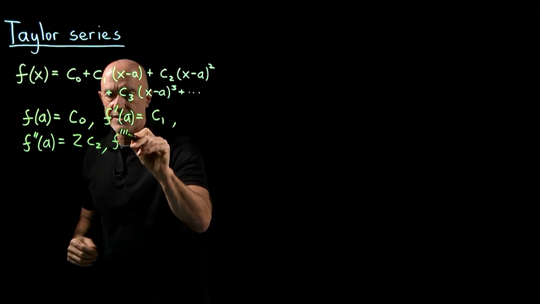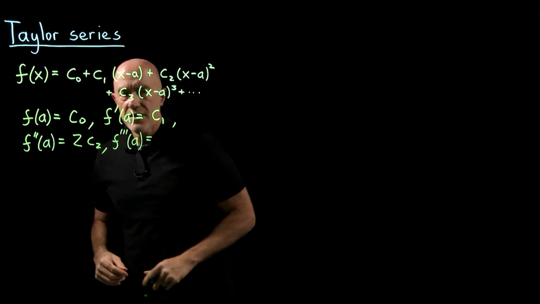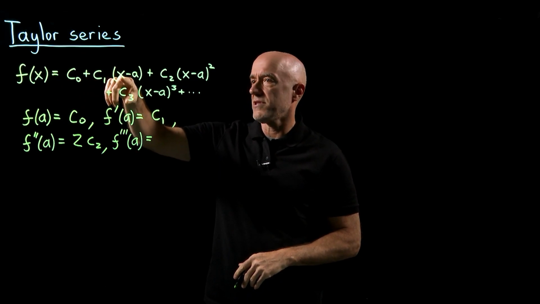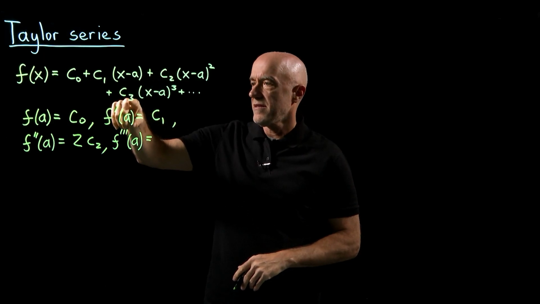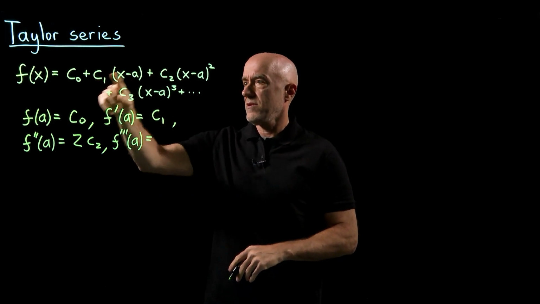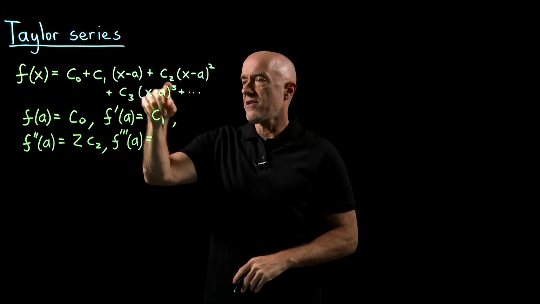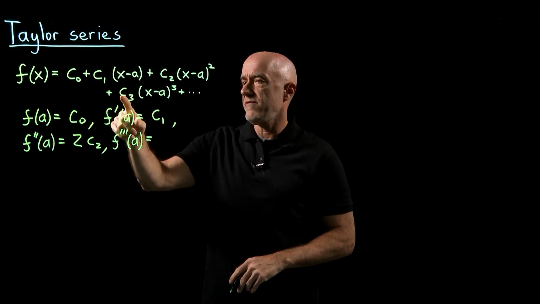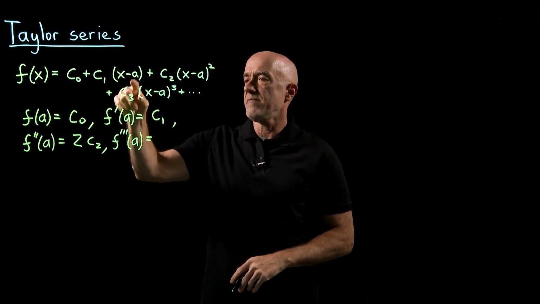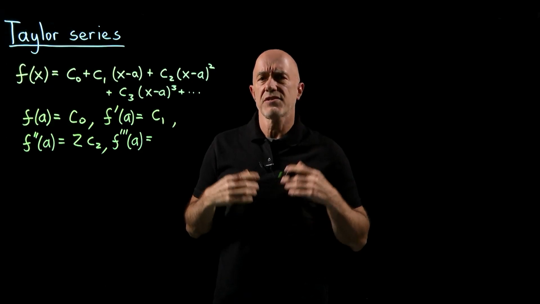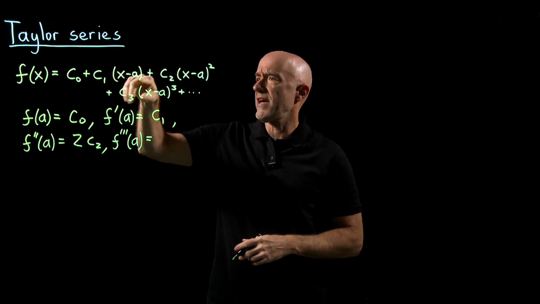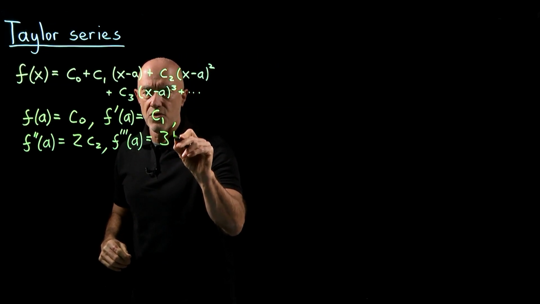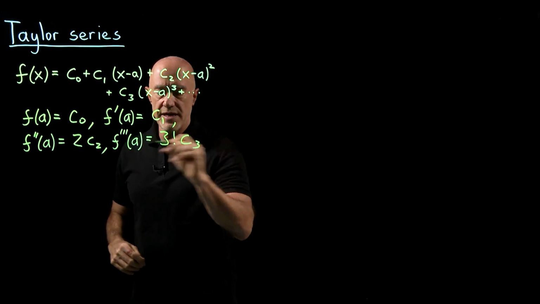One more, and then we can see how to generalize. So now we take the third derivative. 0 for the constant, 0 for the linear, 0 for the quadratic. Now if we take the third derivative of this fourth term, we bring down a 3 for the first derivative, and then a 2 for the second derivative, so 3 times 2 times C3. But 3 times 2 is actually 3 times 2 times 1, because when we take the derivative of x minus a, we're bringing down a 1. So we should write this as 3 factorial times C3.